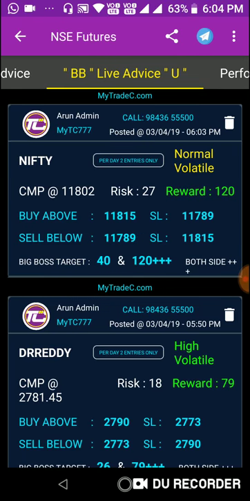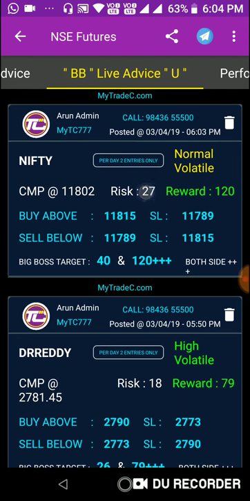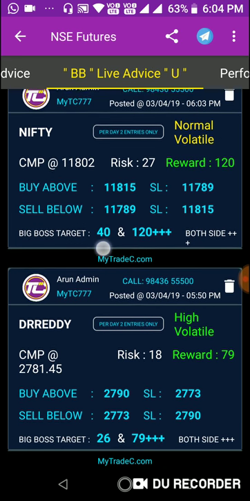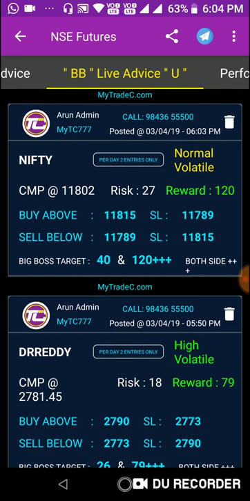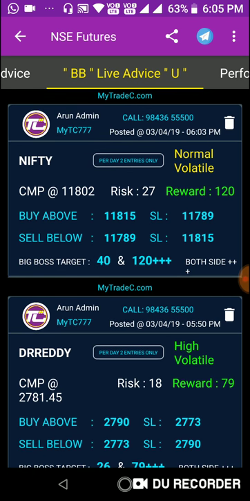Okay, so for the first entry, the target is going to be the risk level, which is going to be 27 points as your target for the first entry. For the second entry, you need to look for the target of 40 points, which is the BIGBOSS target. Okay, 40 points as the BIGBOSS target, as a first target.